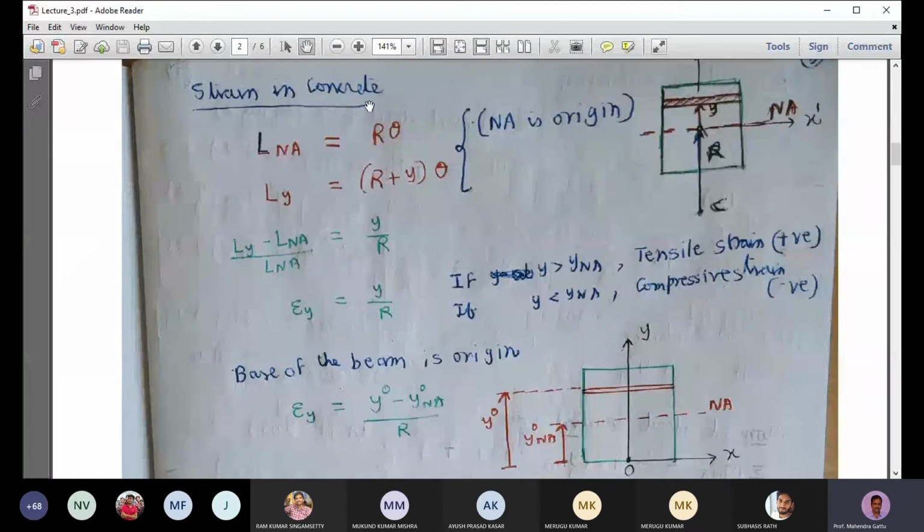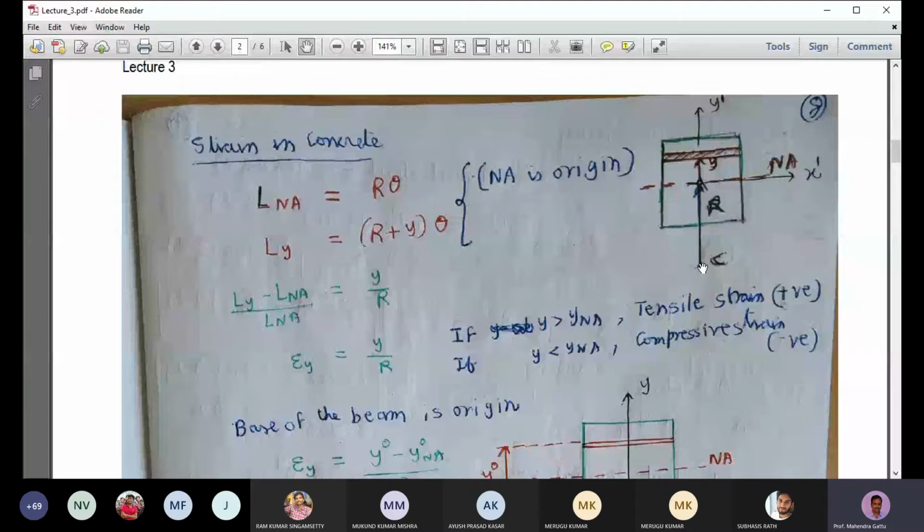So, strain in concrete. The length of the neutral axis will be R times theta. Theta is the angle subtended at the center. Here the center is C, and this is the neutral axis. This distance is R, and the length of the neutral axis is R theta. The length at a distance y above the neutral axis will be (R plus y) theta, and the strain at this level y will be the change in length by the original length. The original length will be the same as the length of the neutral axis.